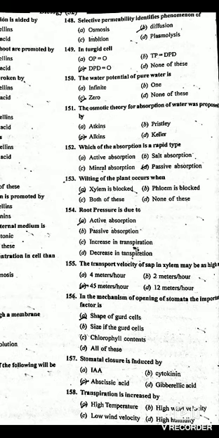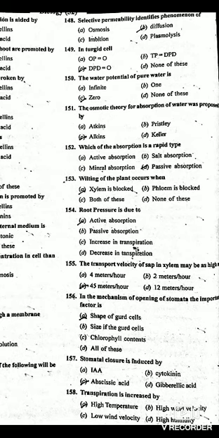Option D, passive absorption. 153, wilting of the plant occurs when option A, xylem is blocked. 154, root pressure is due to option A, active absorption. 155, the transport velocity of sap in xylem may be as high as option C, 45 meters per hour. 156, in the mechanism of opening of the stomata, the important factor is option A, shape of the guard cells. 157, stomatal closure is induced by option C, abscisic acid.